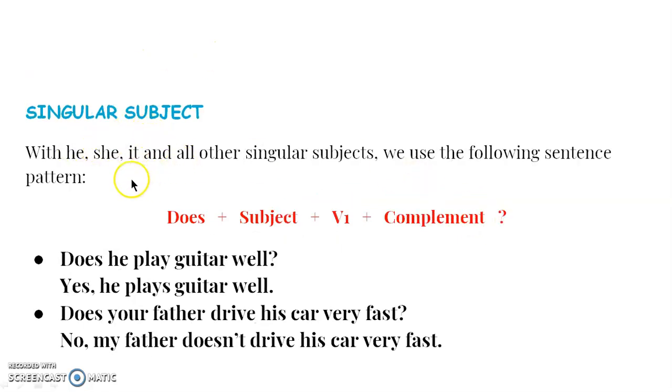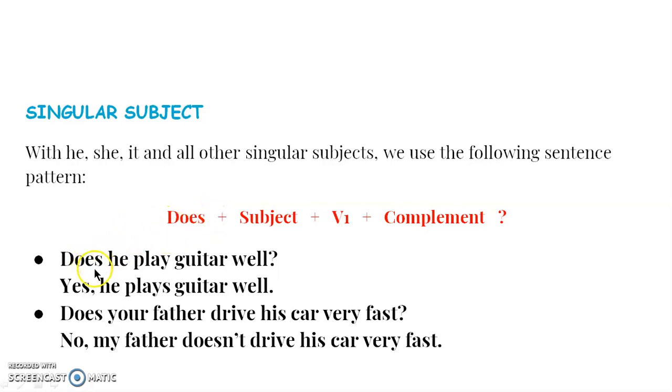Singular subject. Now in case of he, she, it and all other singular subjects, what do you have to do? We use the following sentence pattern. Does plus subject plus V1 plus complement. Okay. So here you are going to change do to does. Here in case of a singular subject, we are not using do. We have to use does. Okay. Then the other pattern is the same. Only you have to change do to does.